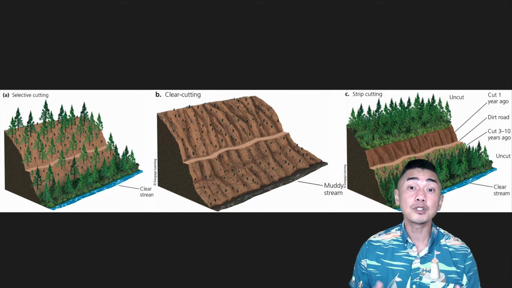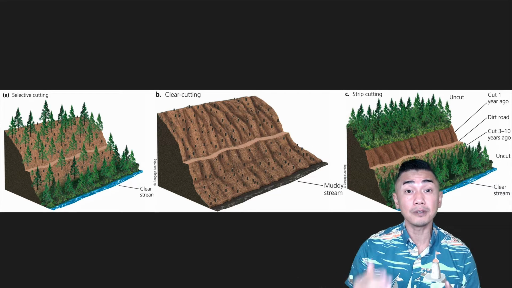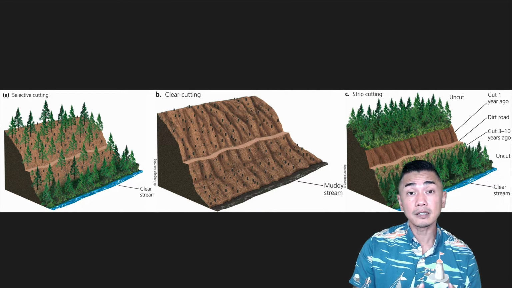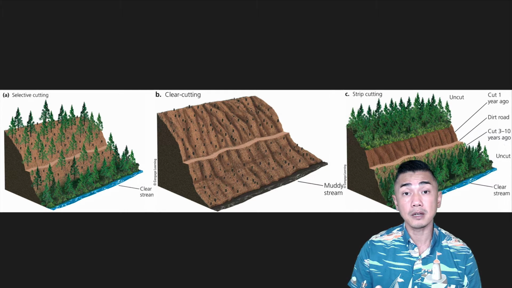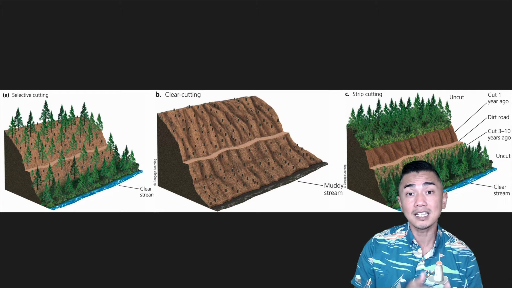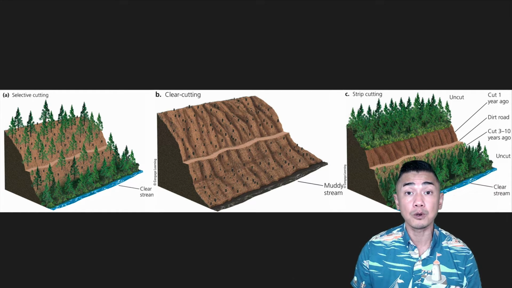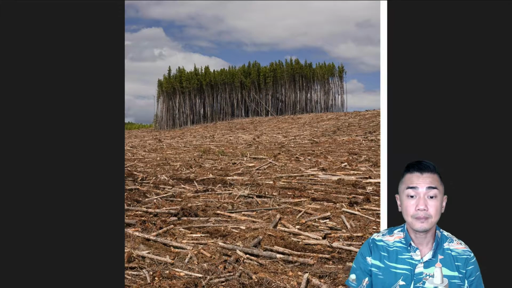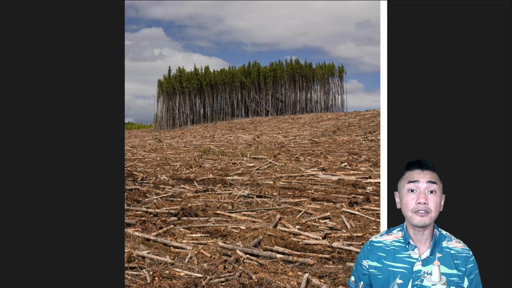This diagram shows the three different types of logging: selective cutting, clear cutting, and strip cutting. It also shows how selective cutting and strip cutting can help preserve soil, and how clear cutting can promote and even speed up soil erosion. This is a photograph of a forest that's been mostly clear cut.